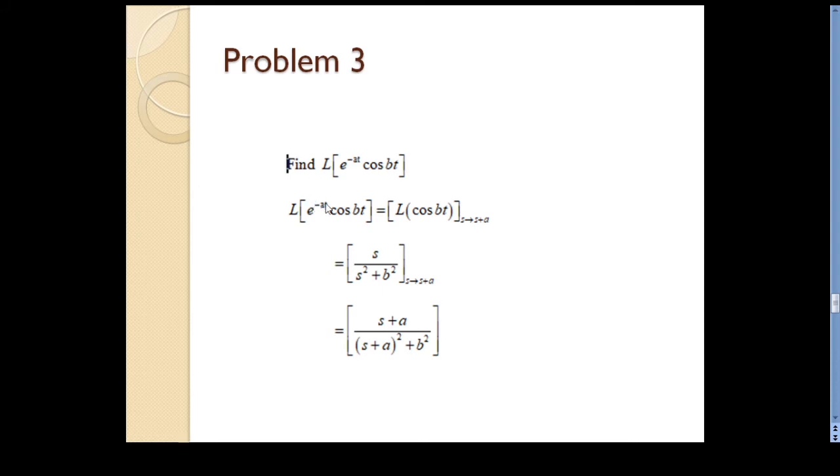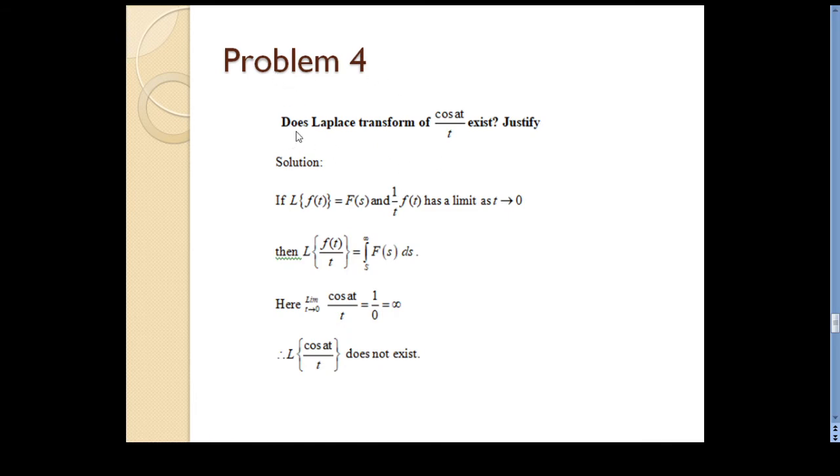So directly we can apply this, or we can apply this condition. L of e power minus at cos bt can be written as, first we will take L of cos bt, and what is the formula? E power minus at means we should replace s tends to s plus a. Now cos bt formula is s by s square plus b square. In this formula we have to replace s by s plus a. We will get the answer.